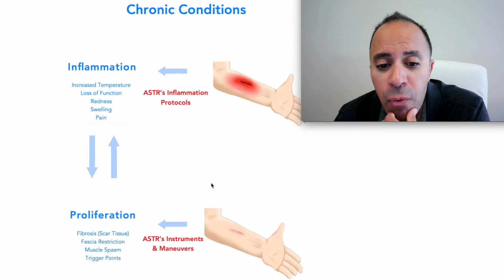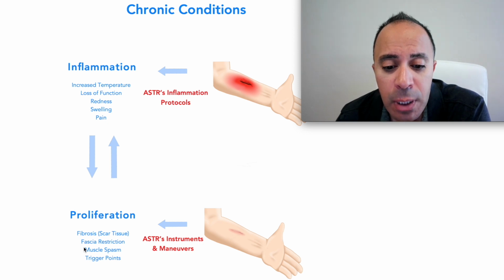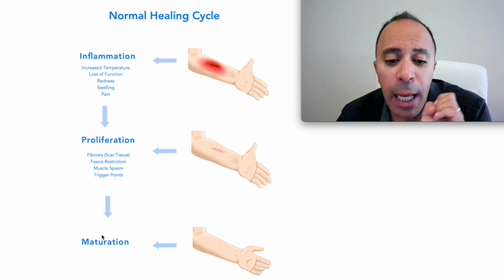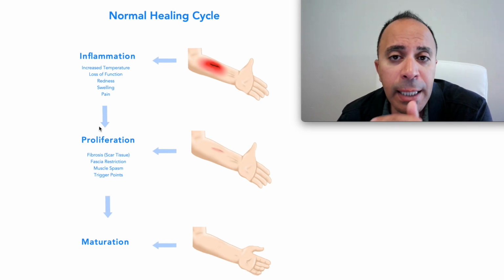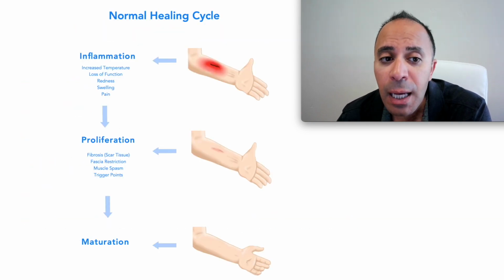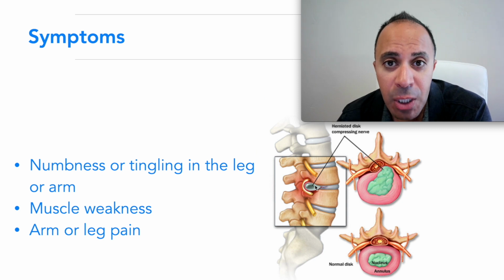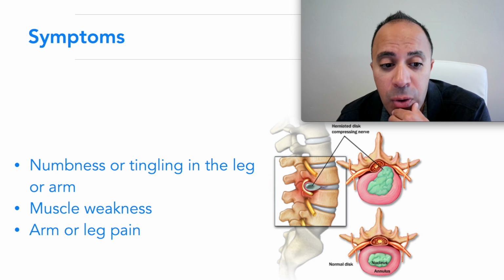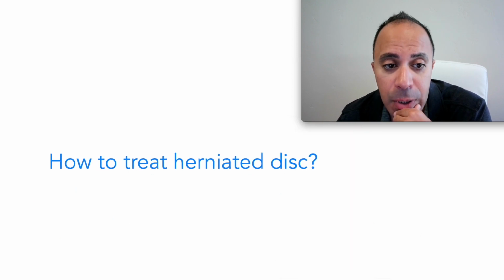When I go over the normal healing and the fibrosis and the scar tissue, it will make a lot of sense why massage and foam roller is not going to address the root cause of the problem. Massage and foam roller are actually going to cause more inflammation, and with a herniated disc, a lot of the time you will have inflammation here. It might cause more inflammation, so it actually could cause more symptoms.